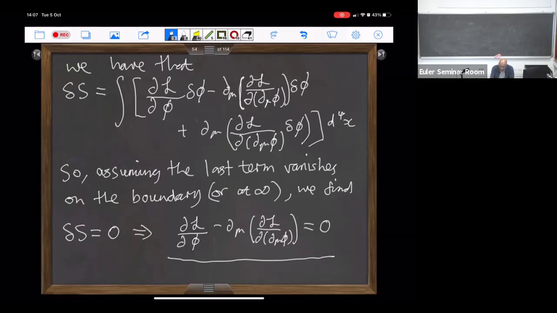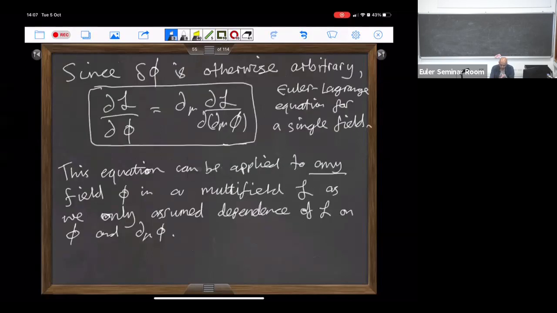Or one for each field, in that sense, a set of equations. So these are the Euler-Lagrange equations, or we also call them the equations of motion. And as I was alluding to, if there's more than one field in the Lagrangian, and we'll see some examples of that later on, then we apply this equation for all of the fields that are present.